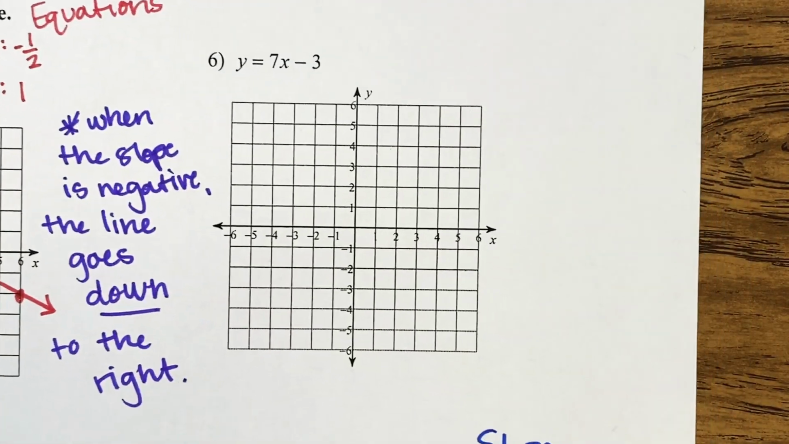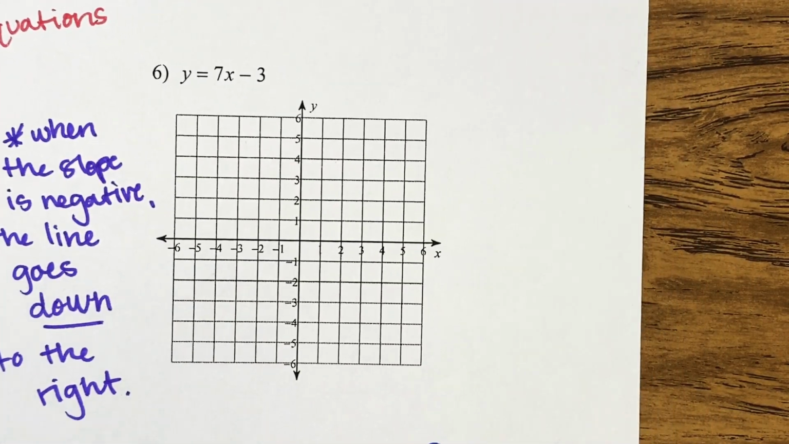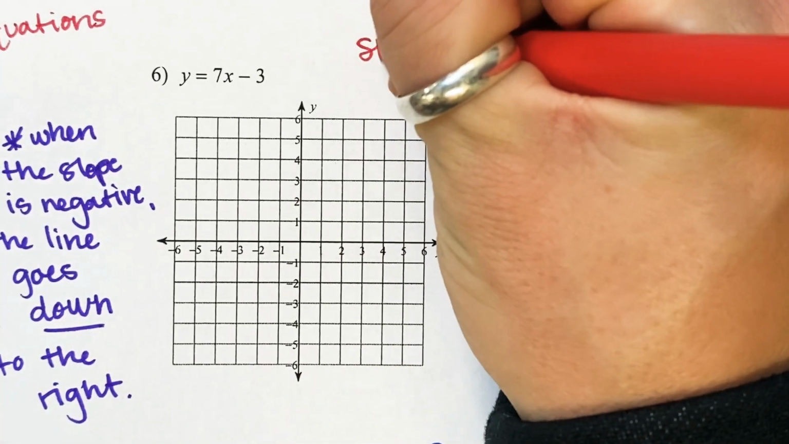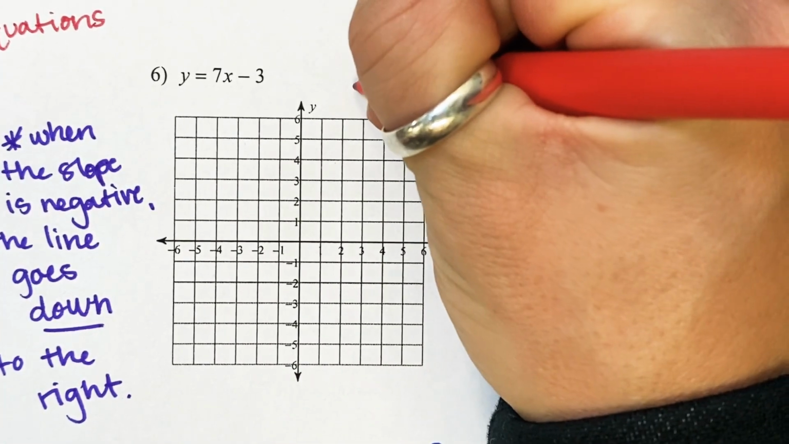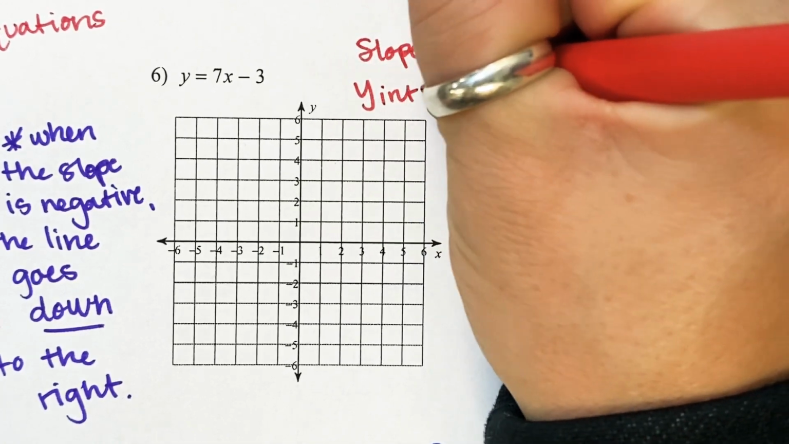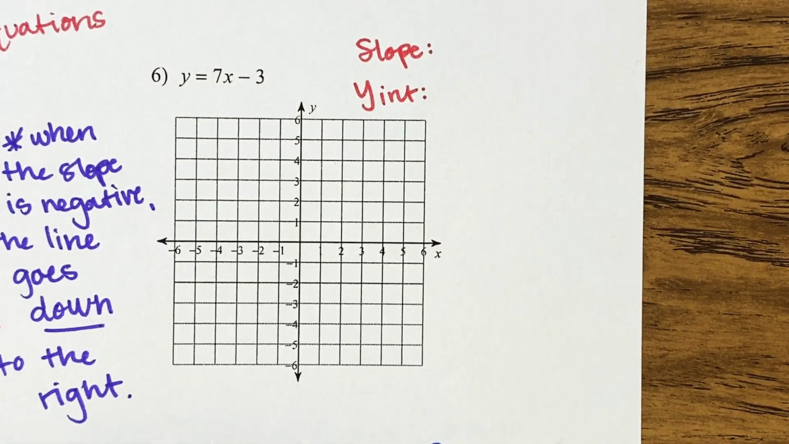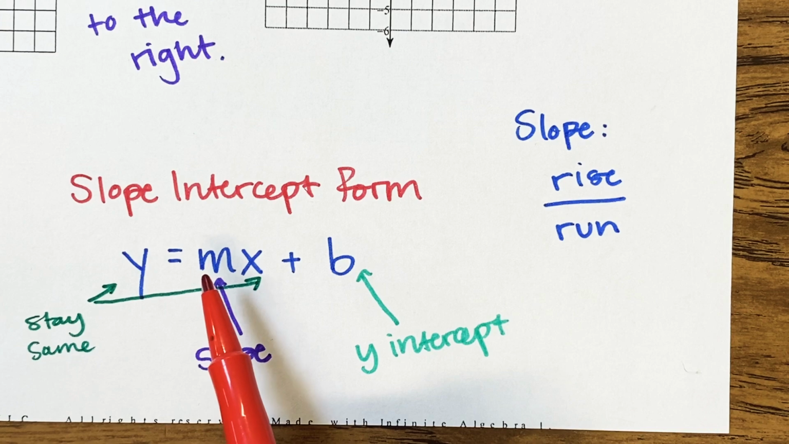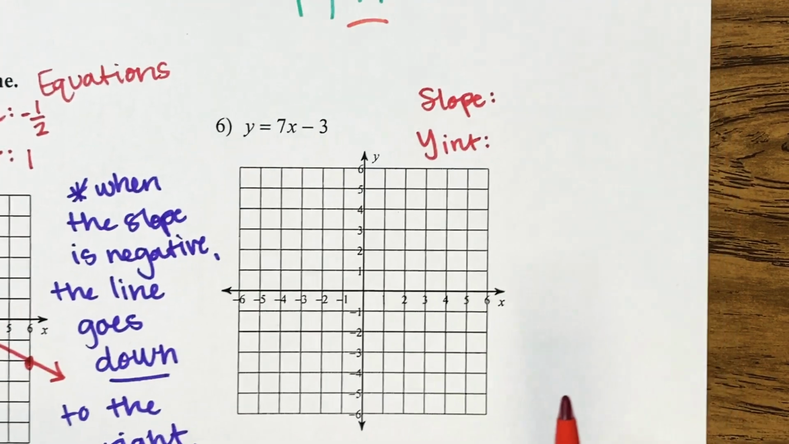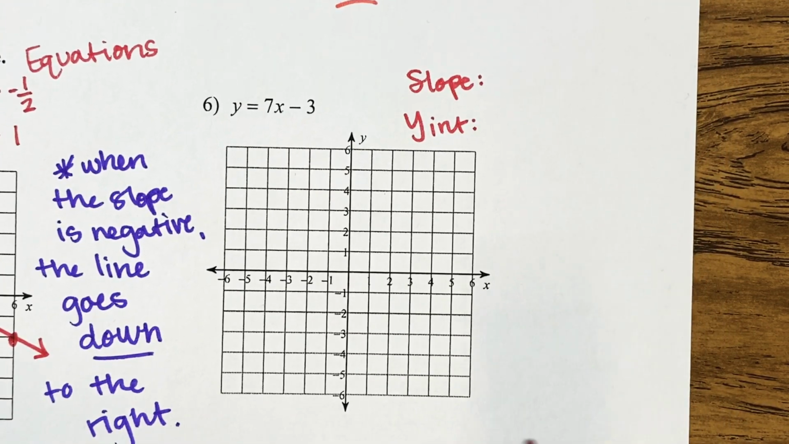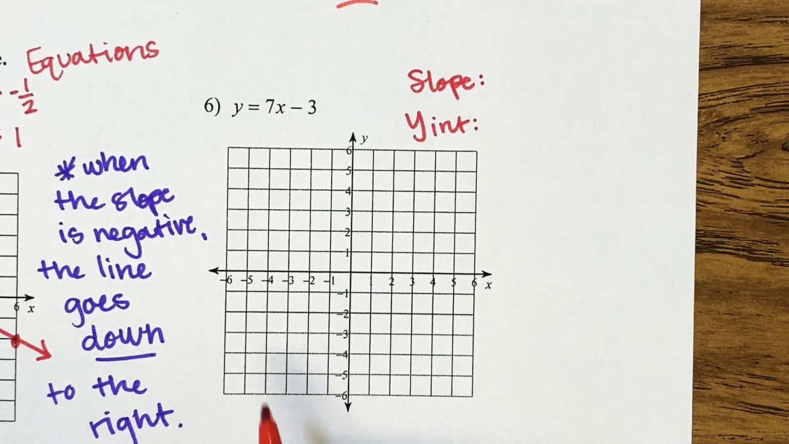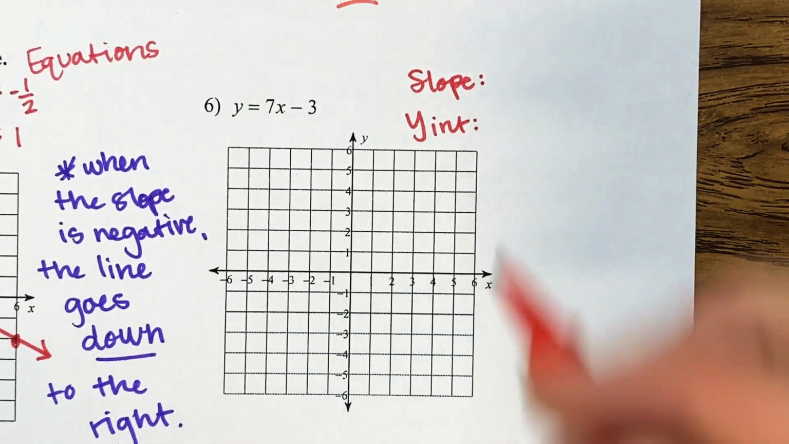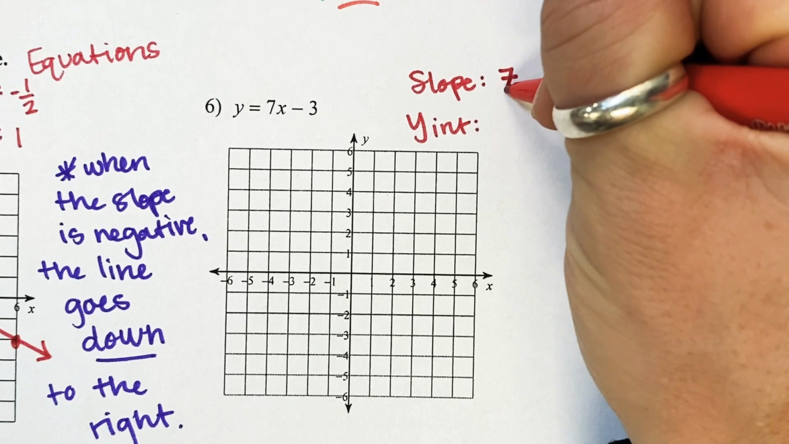Okay, our last example. Let's look at number 6. We're going to do the same things. First, we want to identify our slope and our y-intercept, because that's going to help us graph it. Your slope is always the number that's right in front of the x. The m is right in front of the x. So in number 6, what number is right in front of the x? We have +7.